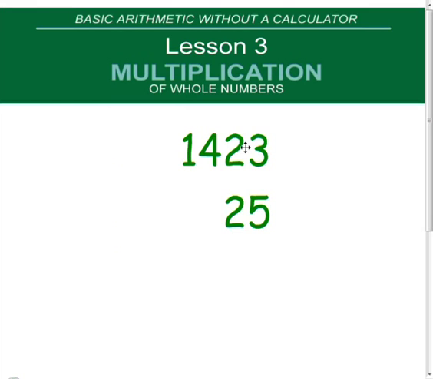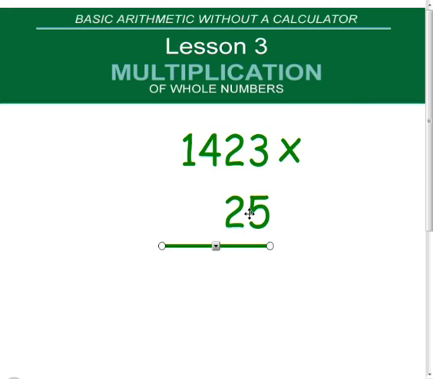You've got 1,423 on top, 25 at the bottom. They're lined up against the right. Units on top of units, tens on top of tens, hundreds, thousands, tens of thousands, and so forth. After that, you're going to take the multiplication symbol and a bar across the bottom, and then you're going to be ready to work.